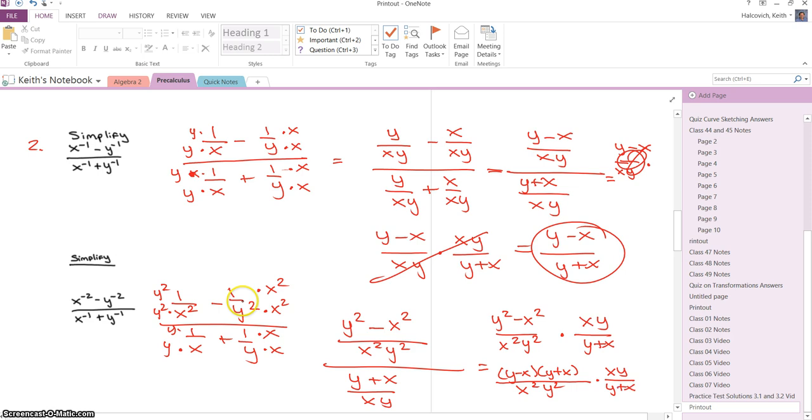And then you can cancel the y plus x's. You can cancel the xy here with one of them there. So your final answer, and we'll bring it all the way over here, your final answer is y minus x over xy.